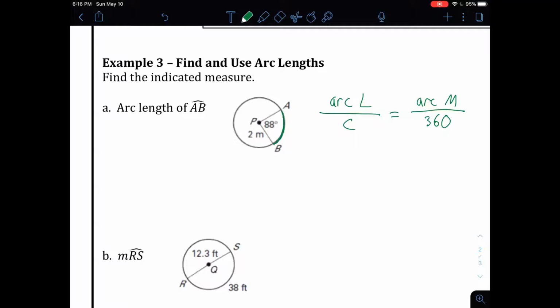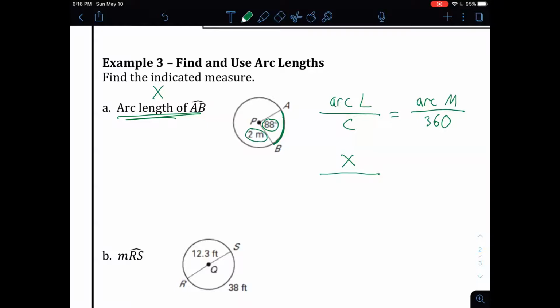All right, and what did they give us? Did they give us the arc length, or is that what we're looking for? We're looking for arc length. I'm going to call that x. So that's going to go in the top left. X over, okay. Now, did they give us the circumference, the diameter, or the radius in this circle here? Can you guys see? 88 degrees is not going to be either of those. They gave us 2 meters, which is a radius.